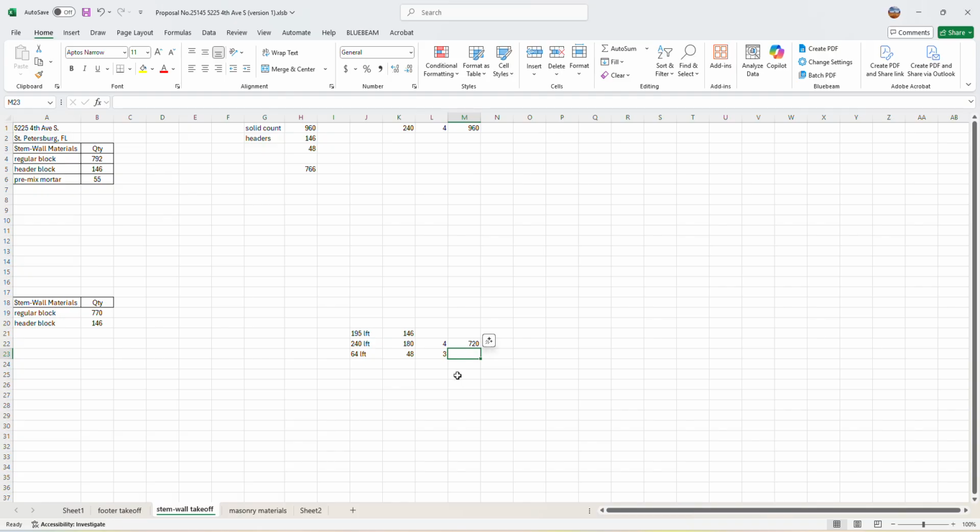Okay, so this is 144. 144 plus 5%, let's say 150. So it's an additional 150. So this is a total of 920. 920 total. 146 headers, and then we do our mortar. 1066.